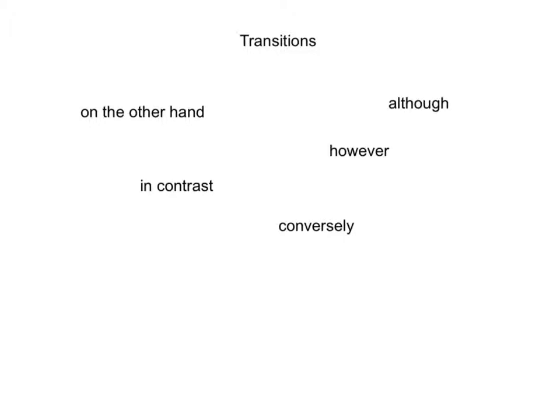If you're trying to show contrast or go in a different direction in your argument, these might be useful: on the other hand, however, in contrast, conversely, although, and but.